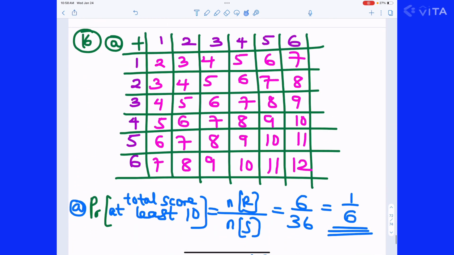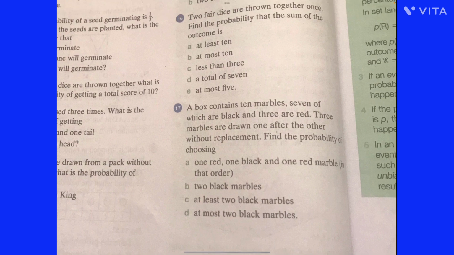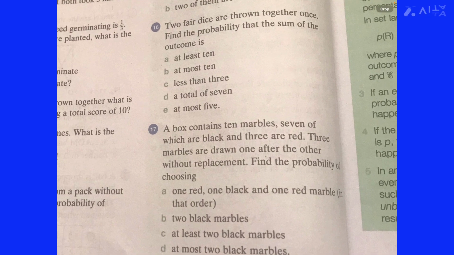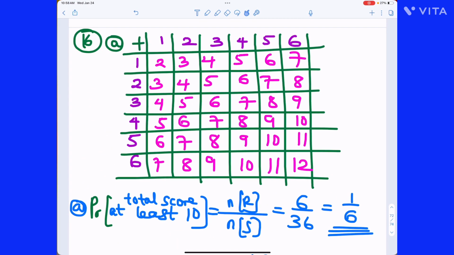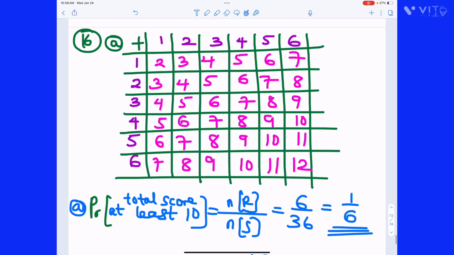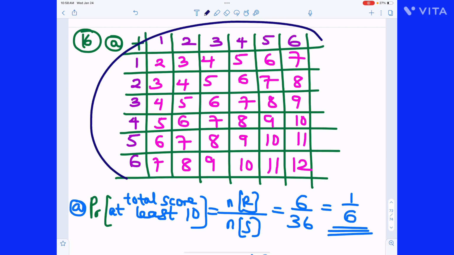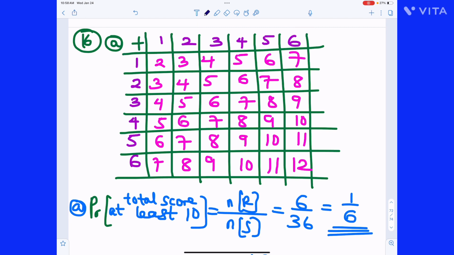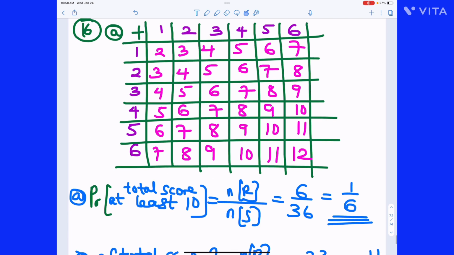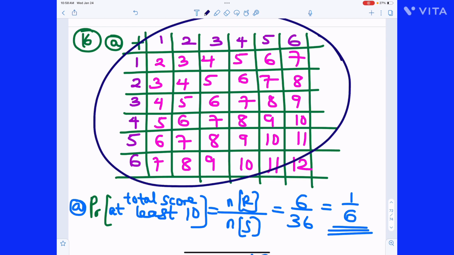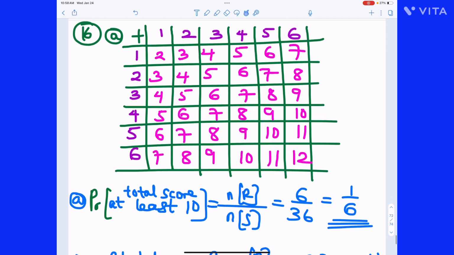Question 16 is simple. It says 2 fair dice are thrown together at once. Find the probability that the sum of the outcome is at least 10. This one is simple. This is the table of possible sums of the outcomes when 2 dice are thrown at once. So I've added the results.